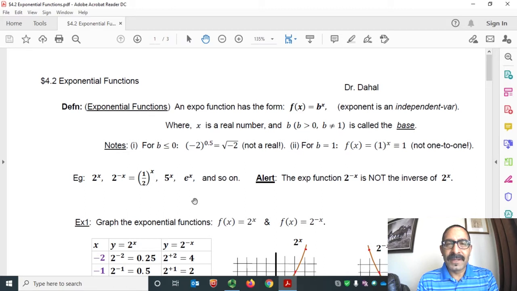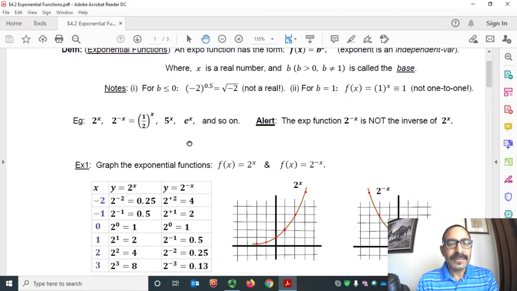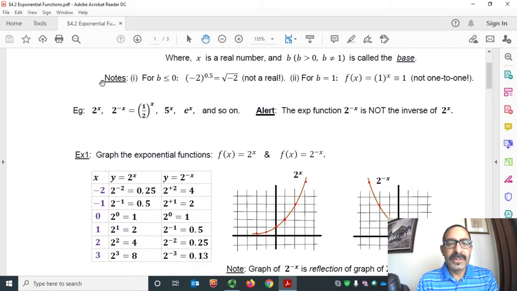Quick examples of exponential functions: 2 raised to the power x, 2 raised to the power negative x, 5 raised to the power x, e raised to the power x, and so on. Alert, the exponential function 2 raised to the power negative x is not the inverse of 2 raised to the power x.